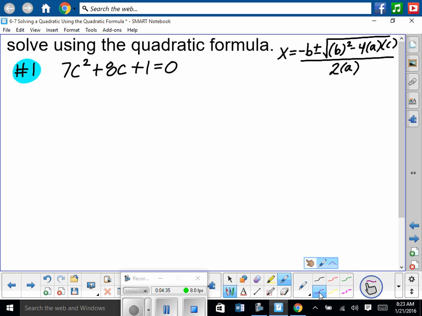Okay, so first of all, number 1, it says solve using the quadratic formula. So first step, make sure it's set equal to 0. It is, and it's in standard form, ax squared plus bx plus c. If you don't have it in standard form, your a, b, and c will be way off, totally different answer. So now I'm going to have you write out a is 7, b is 8, and c is 1. So now we're just going to plug it into the formula.